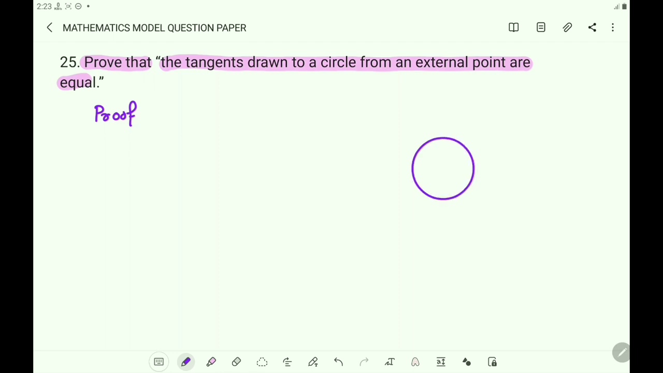Here you take a circle with center O. And if you take P as the external point here, draw two tangents. So you take PQ and PR as the tangents from the external point P. So you draw that. Here what is given?